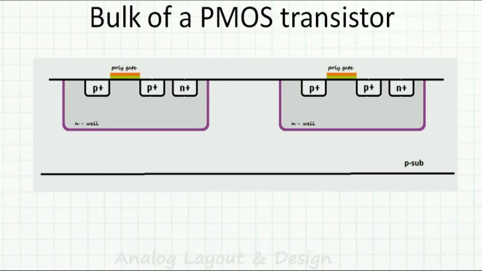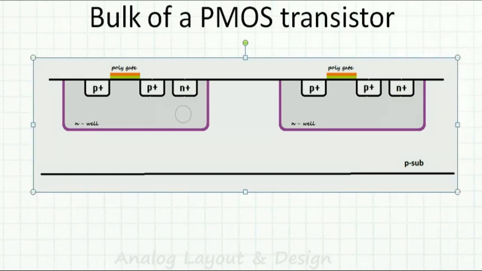Now we'll try to understand how a PMOS transistor works. This is the bulk of a PMOS transistor, B1 and B2. Suppose I have M2 and this is M1. Two transistors are there. They have bulks B1 and B2. Now in this case, are this bulk and this bulk shorted? This bulk is connected to this Nwell, and this bulk is connected to that Nwell. Are these two Nwells shorted? No, they are not shorted. This bulk and this bulk are not shorted.